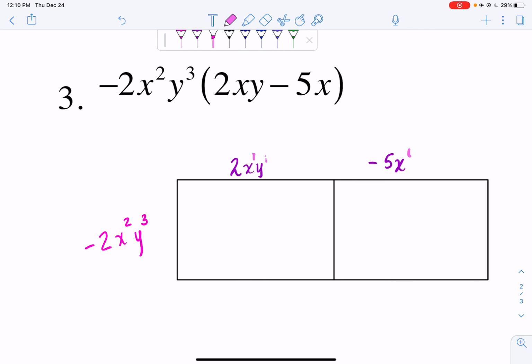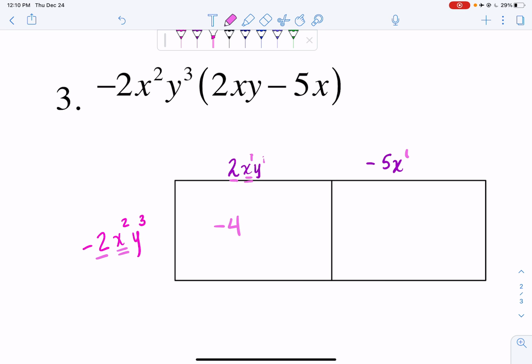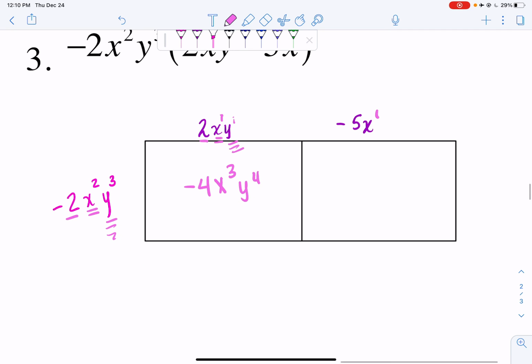So again, I multiply my coefficients. I'm going to do negative 2 times 2, which is negative 4. I'm going to do 2 plus 1 because my x squared and x to the 1st line up. So I'm going to get negative 4x to the 3rd. And then I have y to the 3rd times y to the 1st. Well, 3 plus 1 is 4, so I'm going to get y to the 4th. And then last but not least, I do negative 5x to the 1st times negative 2x squared y cubed. Negative 2 times negative 5 is 10. X squared times x to the 1st is x to the 3rd because 2 plus 1 is 3. And then there is no y here, so I'm just going to rewrite my y cubed.